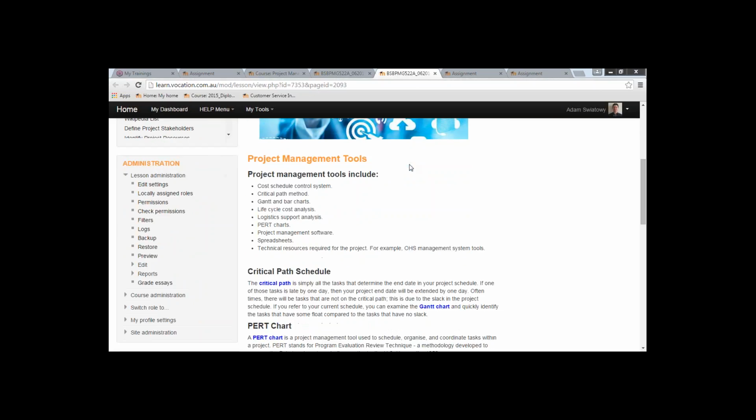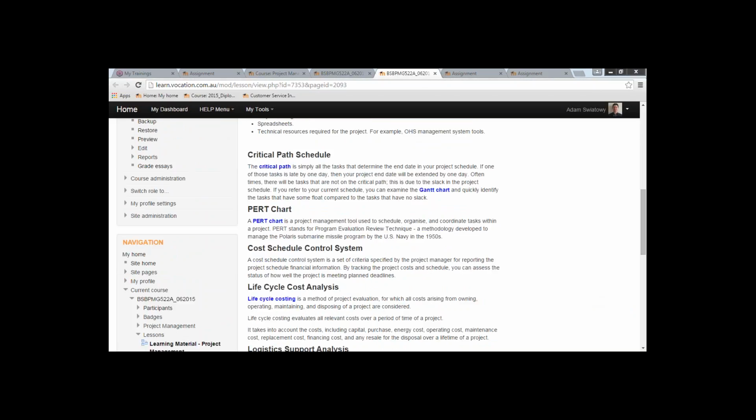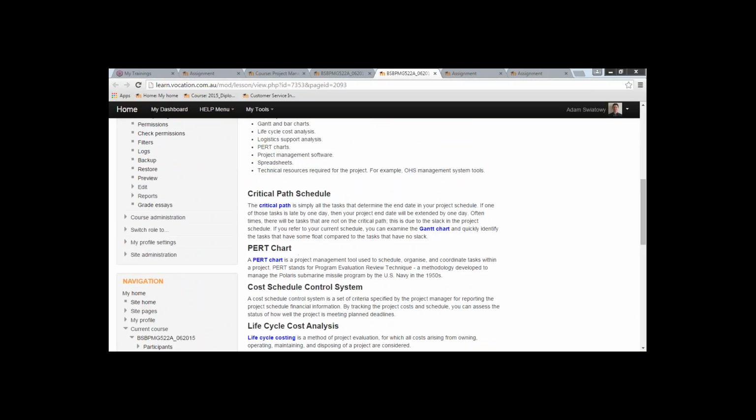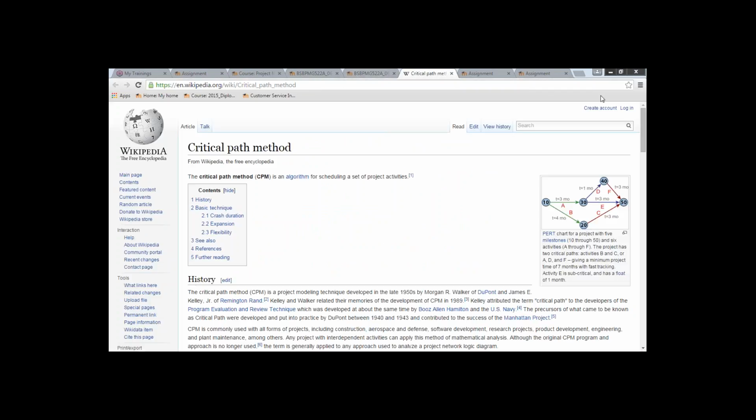Some of the project management tools that the learning materials talk about here: the critical path schedule, PERT chart, cost schedule control system, life cycle cost analysis, and so forth. The information for those is right there for you. In fact, I think if you click on these, they actually link and open up to another page. I think it's a Wikipedia page, which gives you a bit of an explanation. So let's click on those so that we can actually view these at the same time.